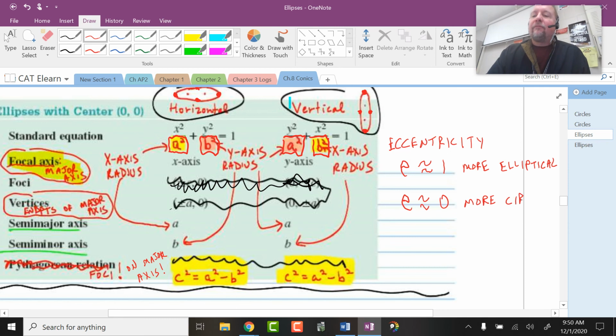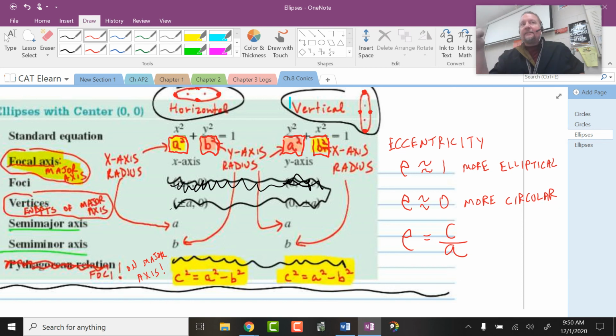Now, I didn't even write what the formula is. It's very simple. E equals C divided by the major axis radius, A. So again, like I said, if it was a circle, the x-axis radius and y-axis radius would be the same. And when you take a squared minus b squared, you'd get 0. So that's why if you get an eccentricity of 0, you actually have a circle. You don't even have an ellipse. So that kind of proves that point as well.